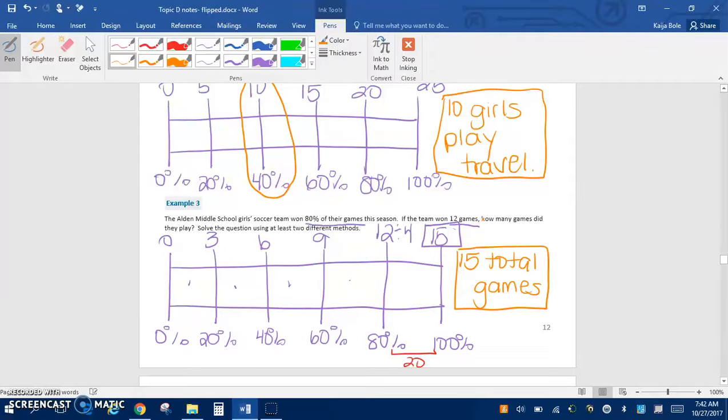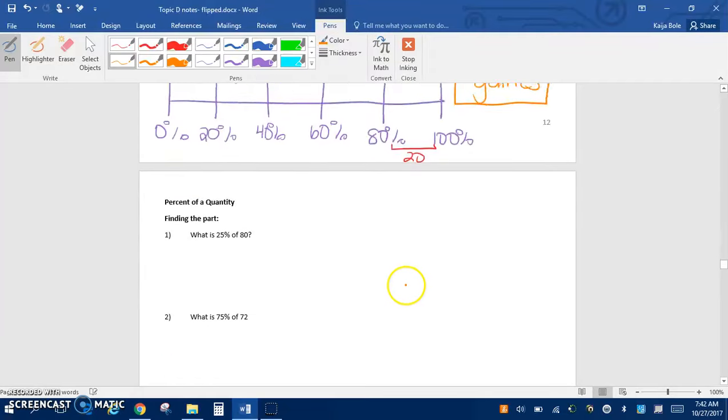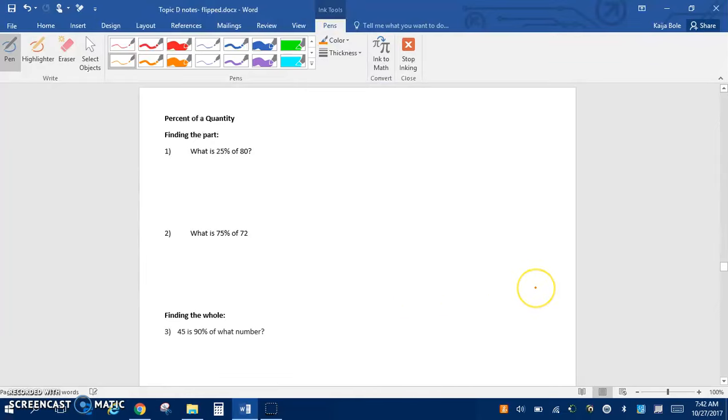Okay. Flip on over to the next page. I've got 2 more I want to go through with you, and then 2 for you to try on your own. So now we don't have a word problem. They're just asking us to find the part. It says, what is 25% of 80?